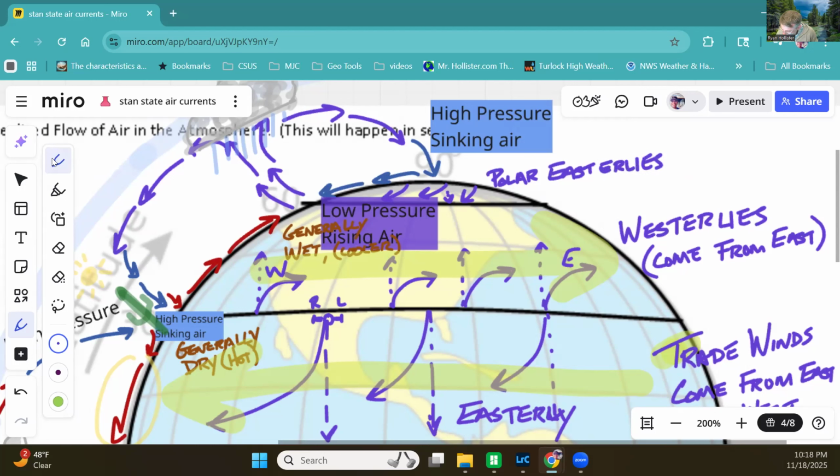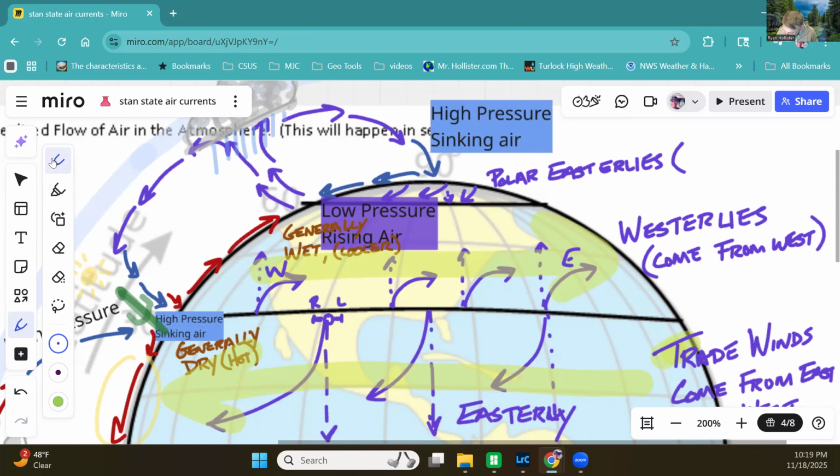All right. And so the polar easterlies, oh man, I totally screwed that up, didn't I? The westerlies come from the west. I just saw east there. So the westerlies come from the west. Let me fix that. It's late, I'm sorry. So those westerlies, the winds come from the west. They start from the west and they blow east. Okay. So they come from the west.